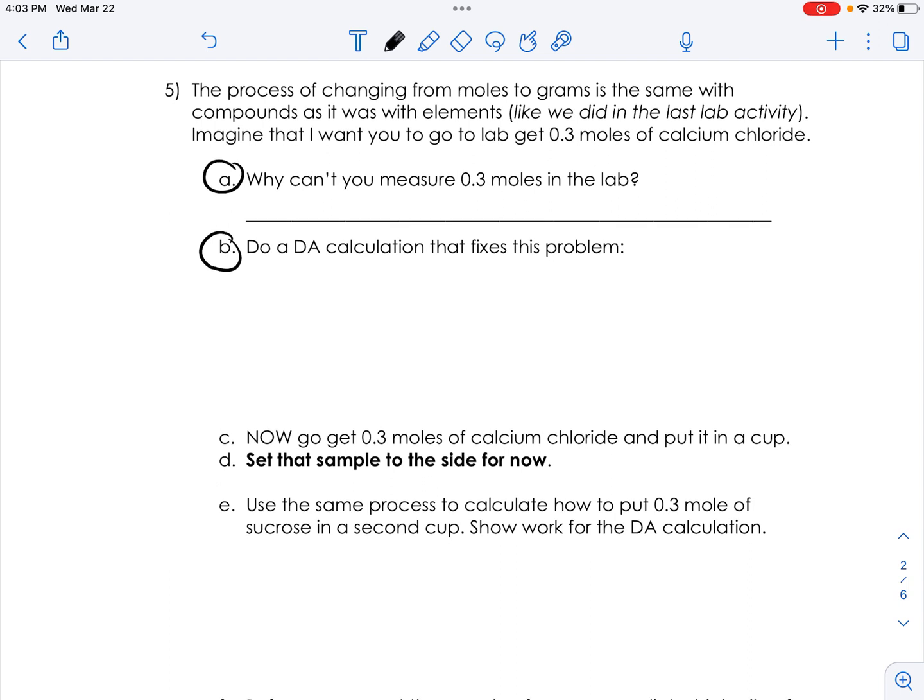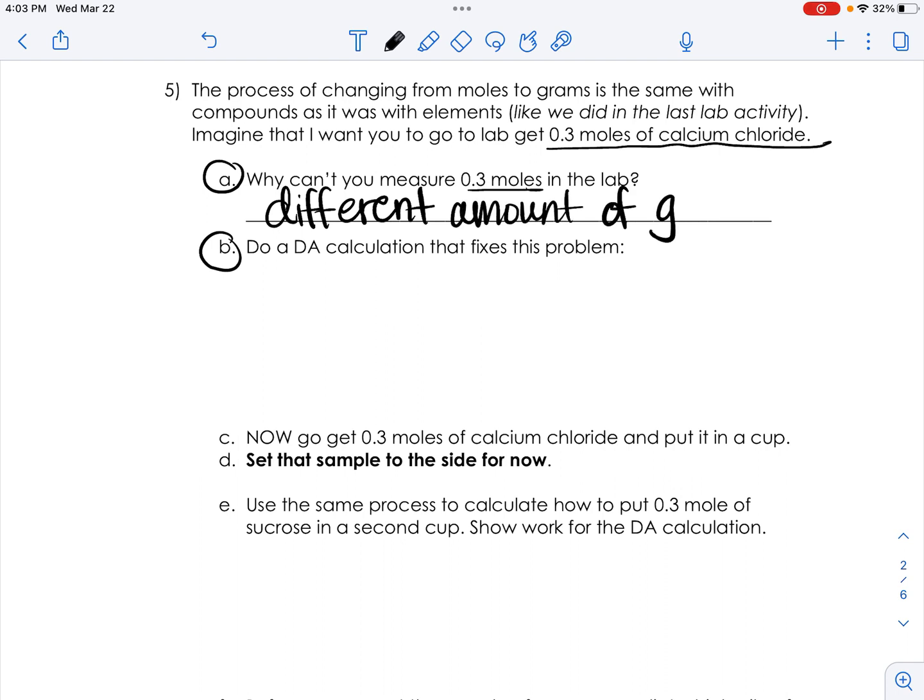Number 5 says the process of changing from moles to grams is the same with compounds as it was with elements, like we did in the last lab activity, the molar mass of elements lab. Imagine that I want you to go to lab and get 0.3 moles of calcium chloride. Remember, we can't get 0.3 moles in the lab because the amount of stuff in a mole looks different for every single substance, okay? So you could say here, different amount of grams per 1 mole depending on the substance.